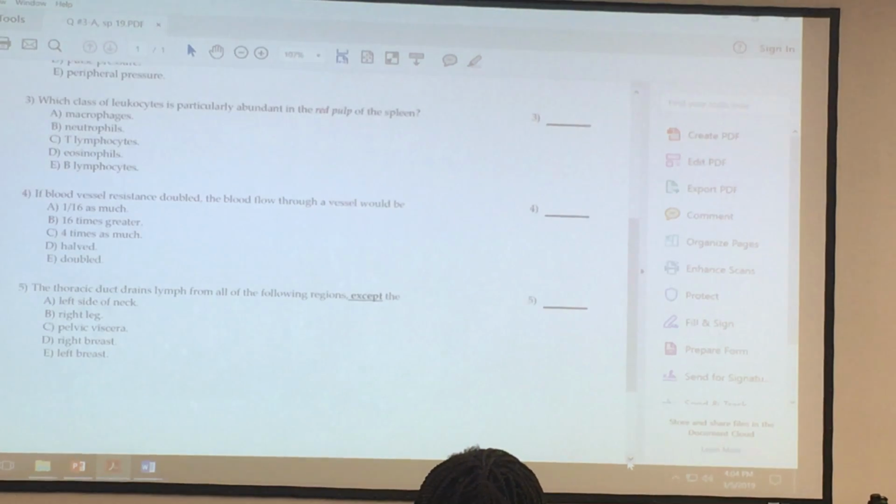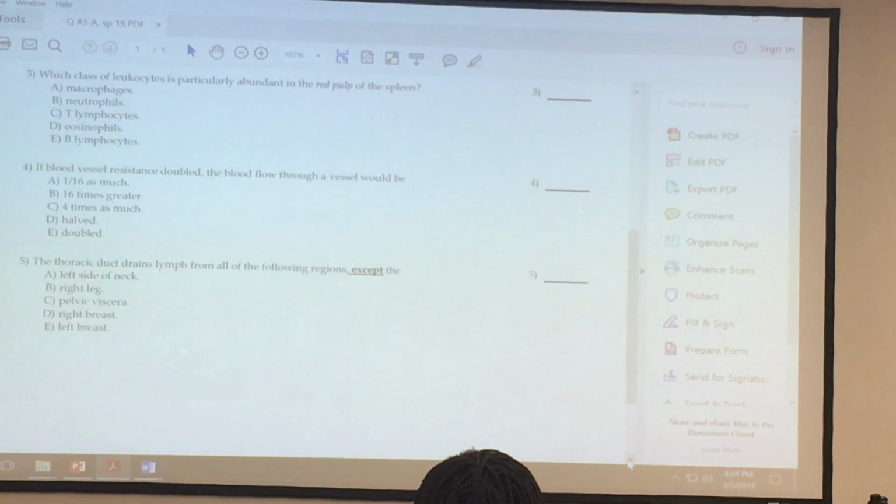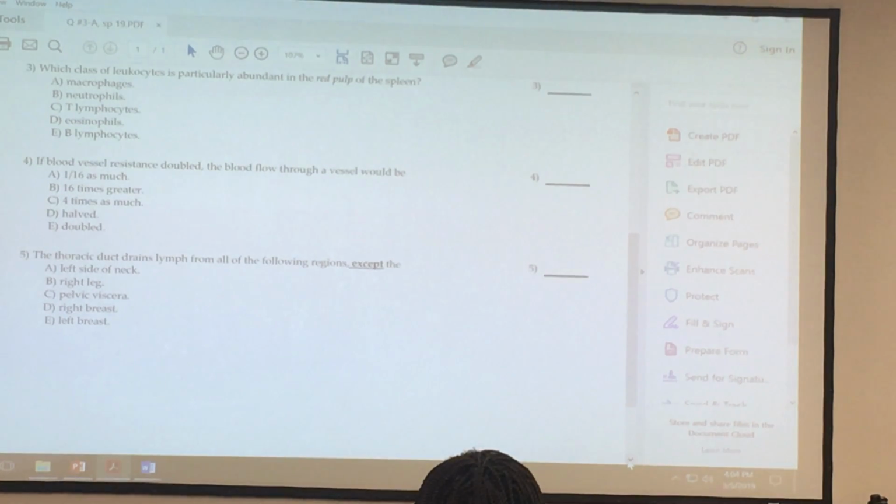Another student missed this question. If the blood vessel resistance doubles, what is the blood flow? The first thing you have to know is that equation. Flow is proportional to P and inversely proportional to R. So in this case, we just look at R. If R becomes double, then the flow is half.